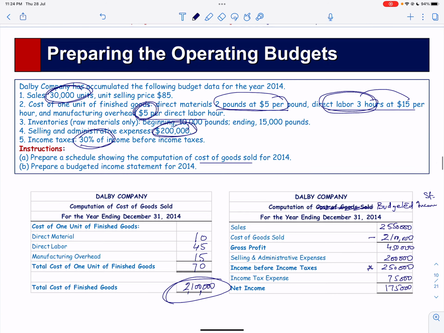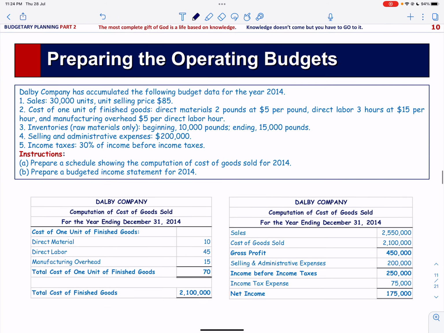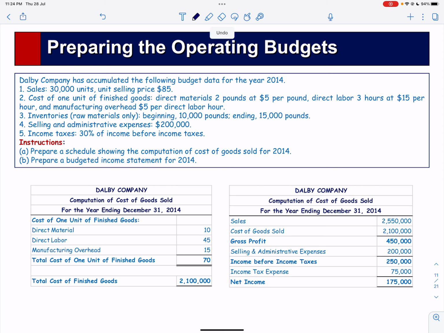Once again, I have put this information in an Excel sheet, and please, this is a minor correction. This is not cost of goods sold, but this is the budgeted income statement.